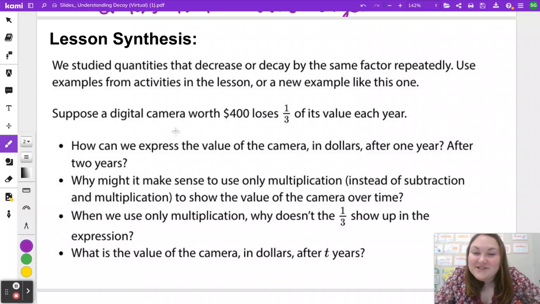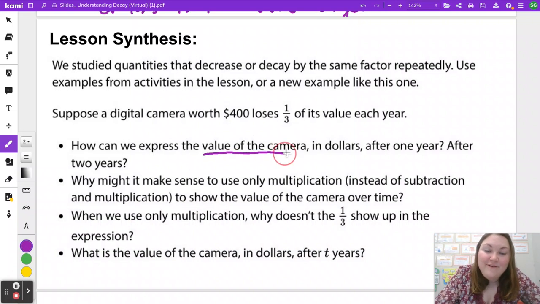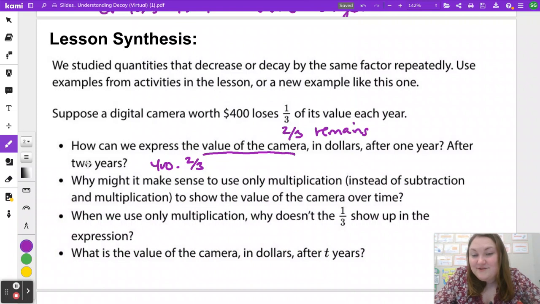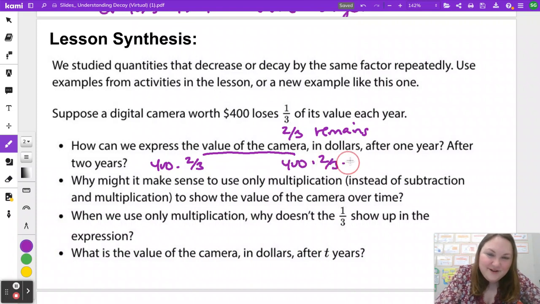So suppose a digital camera worth $400 loses 1/3 of its value each year. If we wanted to know the value of the camera after 1 year, I need to know what fraction of the value remains. So if 1/3 is the fraction that's lost, it means 2/3 remains. So to find the value after 1 year, I would take 400 and multiply it by 2/3. If I wanted to know the value after 2 years, I'd be taking 400 and multiplying by 2/3 twice, one for each year.